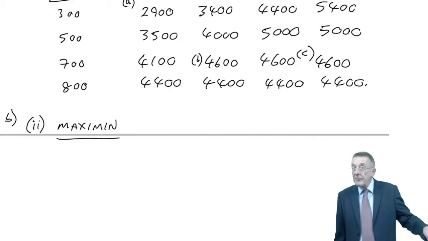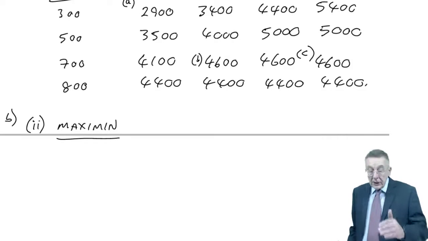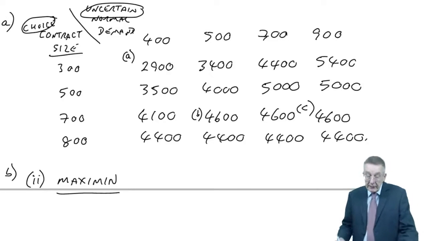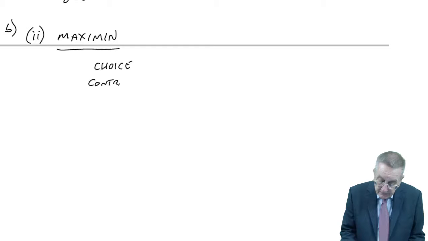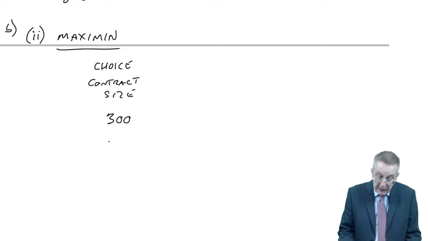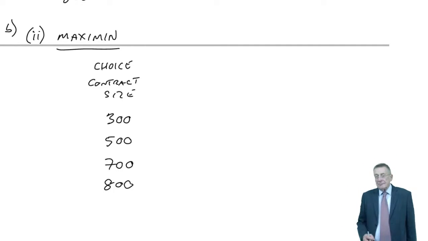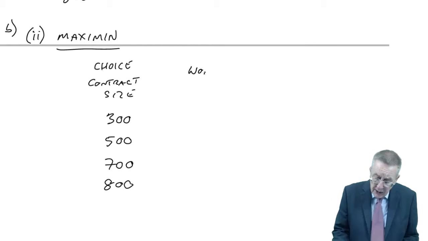It's actually a bigger version of something I did when I did that little introductory example. Remember, we've got to choose which contract size we want. Is it going to be 300, 500, 700, 800? So for each of the choices, remember again, the choice is either 300 units, 500, 700, or 800. Well, we look at our table and we say in each case, what's the worst that can happen? The worst outcome.